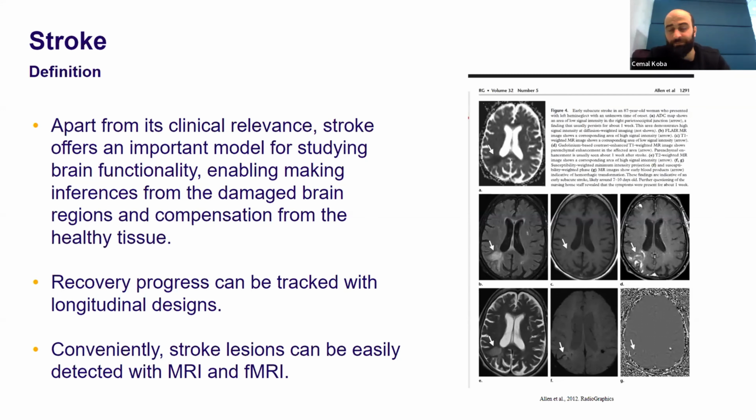Also, you can compare the brain function of stroke patients compared to healthy controls using functional magnetic resonance imaging, which is useful for recording time series from the brain.